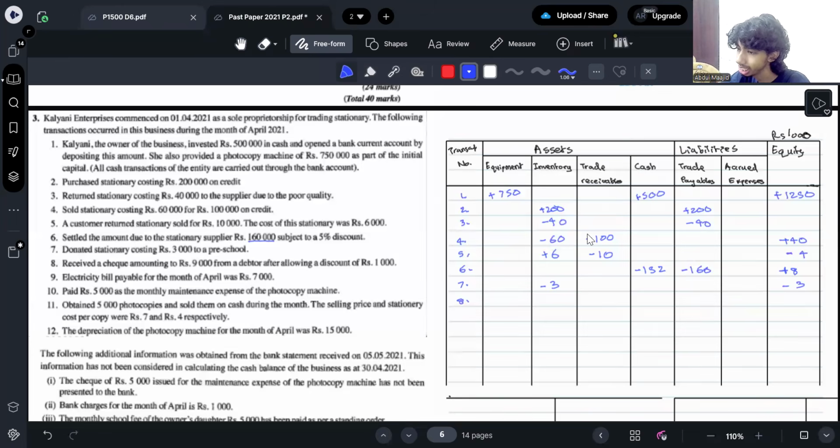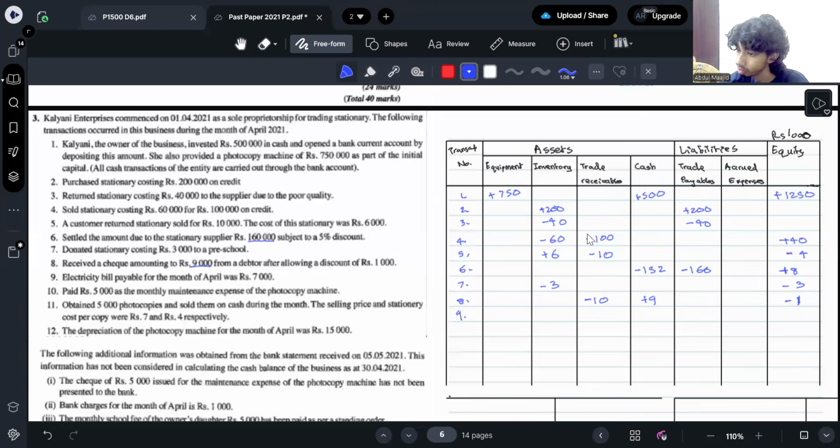Eighth one: received a check amounting to rupees 9,000 from a debtor after allowing a discount of 1,000. Here they are saying received a check amounting to 9,000. The received amount is 9,000. All the transactions related to cash and bank are done in the bank current account only. So cash plus 9,000. Apart from that, you are giving a discount of 1,000, equity minus 1. Then totally the debtor is settling 10,000 by paying 9,000 cash and the remaining 1,000 is given as a discount.